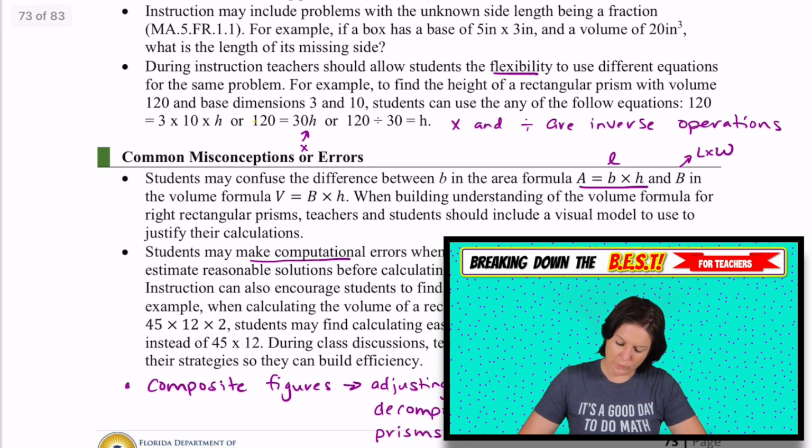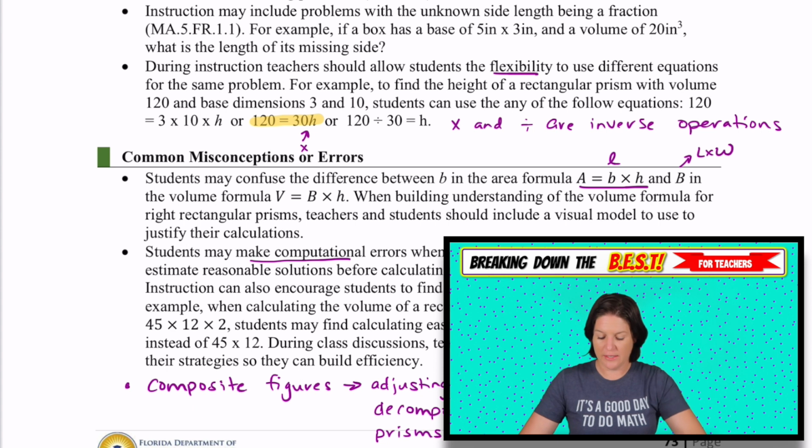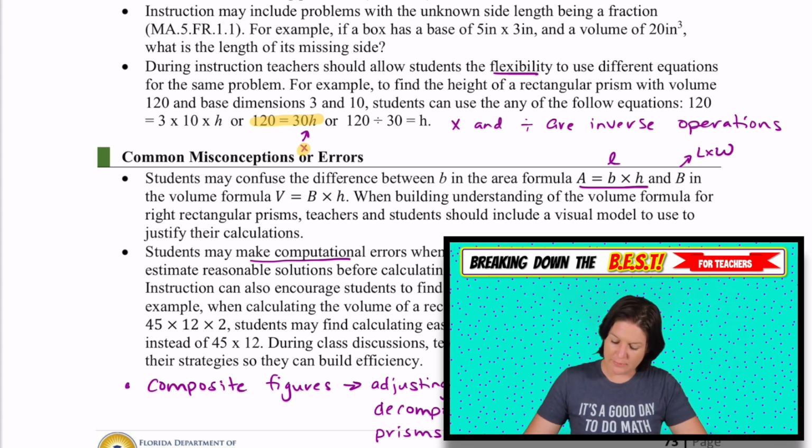Notice that right here, 120 equals 30 times the height. That would be the base times the height. And that in between 30 and h, really, because those are pushed together like that, multiplication is involved. And we'll need to flexibly use multiplication and division because they are inverse operations.